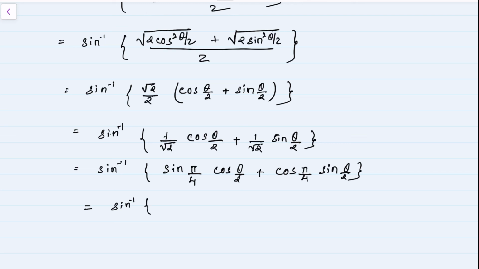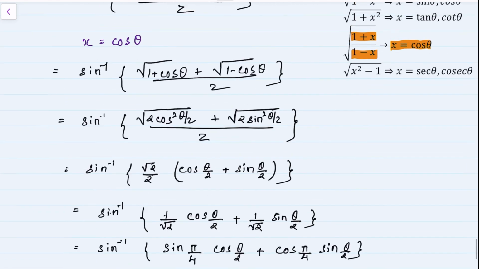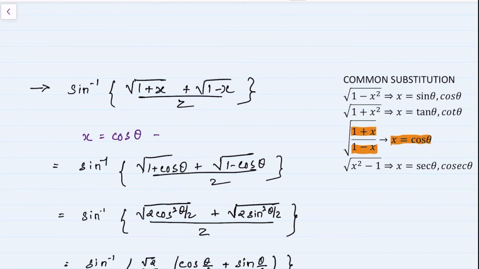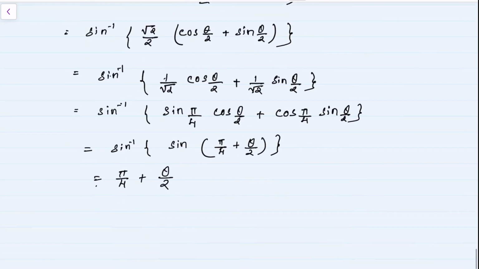So we can write sin inverse sine of addition of two angles, that is pi by 4 plus theta by 2. Now sin inverse and sine can be removed, and now we are left with just pi by 4 plus theta by 2. Again, theta was our substitution. We'll resubstitute in terms of x, and so we can say theta is nothing but cos inverse of x. So we'll resubstitute theta as cos inverse of x, and our answer would become pi by 4 plus cos inverse of x whole by 2.